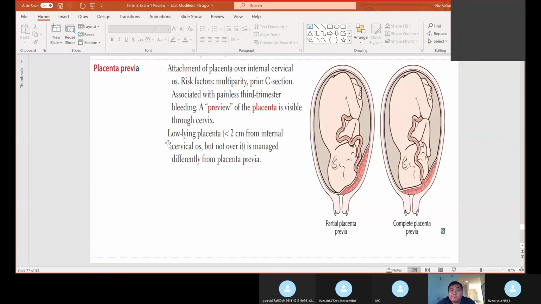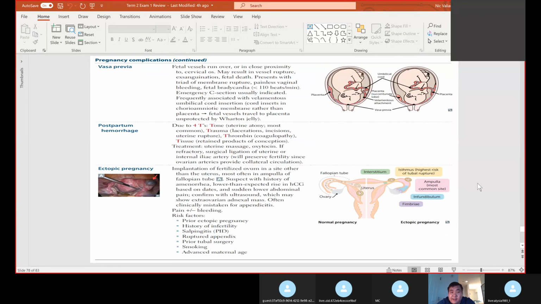Placenta previa. If abruptio placenta is painful bleeding, placenta previa is painless bleeding, meaning the placenta attaches over the internal cervical os. Risk factors: multiparity or C-section. So painless bleeding, right? You have a low-lying placenta here. This is partially occluded internal cervical os. Here's a complete one. It is completely on top of your internal cervical os. Another thing, vasa previa, postpartum hemorrhage.